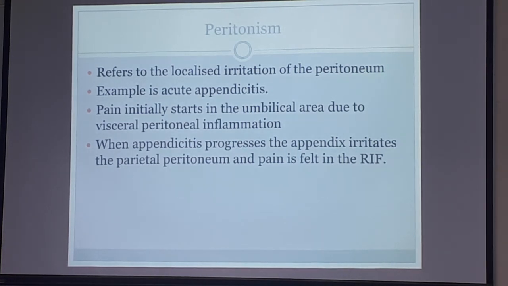So peritonism, a common example of this is appendicitis. But lots of different things can cause peritonism without being a surgical abdomen as such. And we mentioned the different pathways of the visceral versus the parietal peritoneum and why that happens with appendicitis.